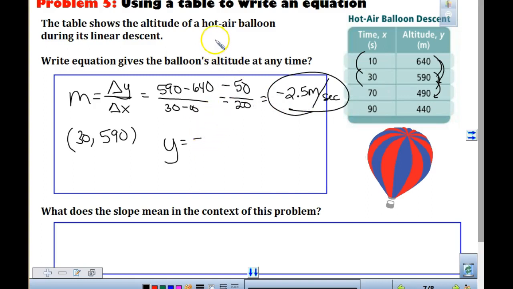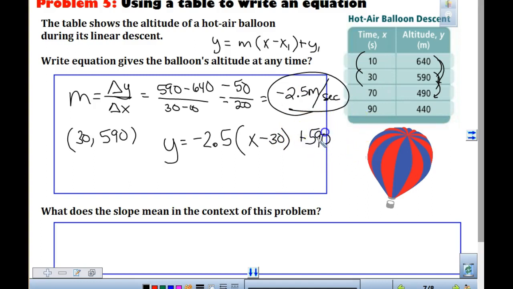Our slope is? So we're going y equals m times x minus x1 plus our y1. So y equals what? -2.5. We're going to put our parentheses, x minus 30, and then we should have a plus 590. So, what if someone used a different number? What if someone wanted to use 10 and 640? Their equation would have been this, y equals negative 2.5, x minus 10 plus 640.